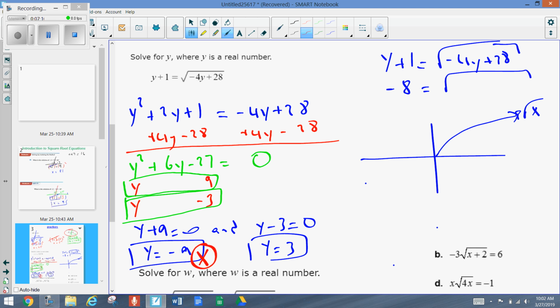Let's check the other one. Y is equal to 3. Let's put it in here. 3 times negative 4 plus 28 should be equal to 16, right? Because root 16 is equal to 4. Let's double check that. 28 minus 12 is equal to root 16. So root 16 is equal to 4. So this is correct. This is the right answer.